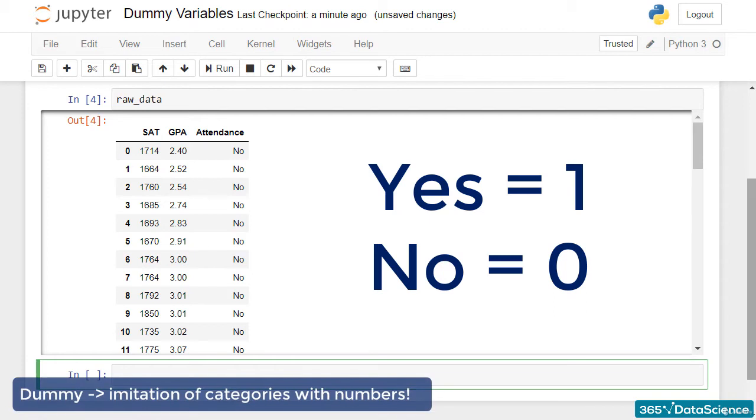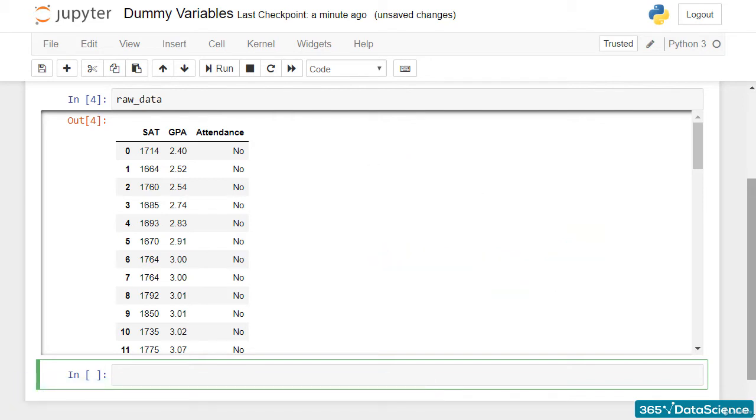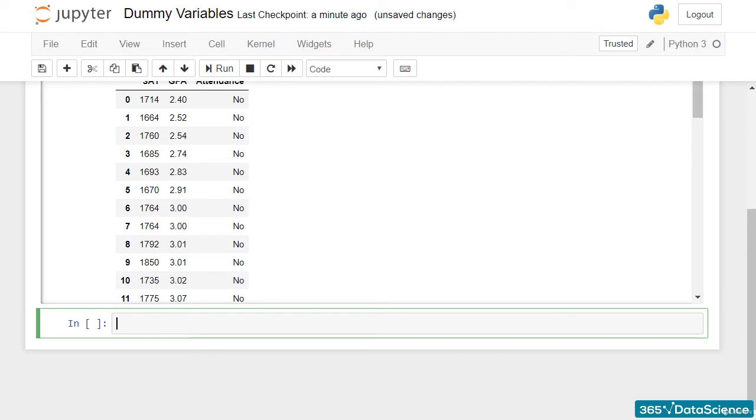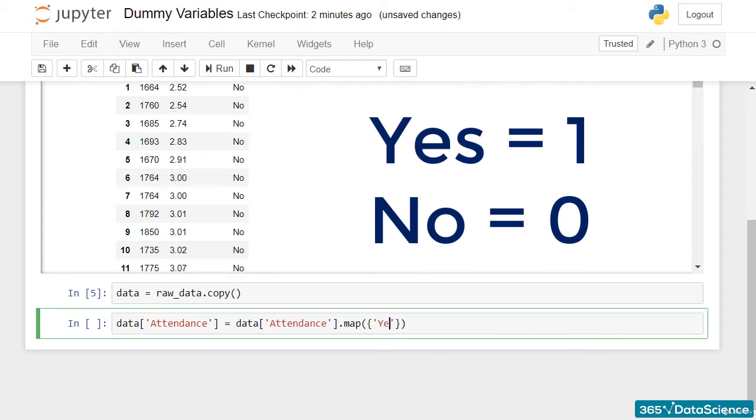That's what the dummy name stands for. We are imitating the categories with numbers. In Pandas, that's done quite intuitively. I'll create a new variable data equal to raw data. Then, I will overwrite the series attendance in the data frame. So, data, square brackets, attendance equals data, square brackets, attendance, dot, map. Then we must specify the entries to be mapped and their new values. Let yes be mapped to 1, while no to 0. That's the proper syntax to do that.